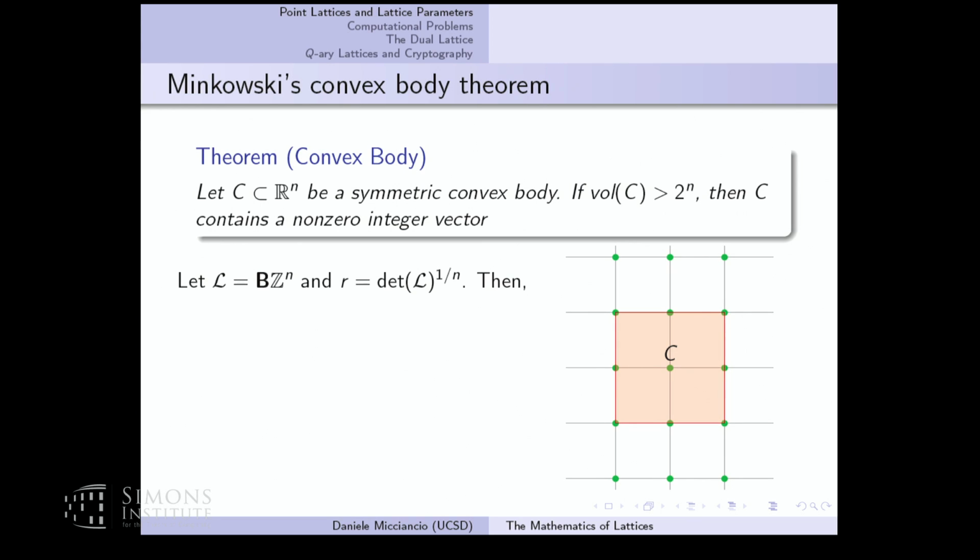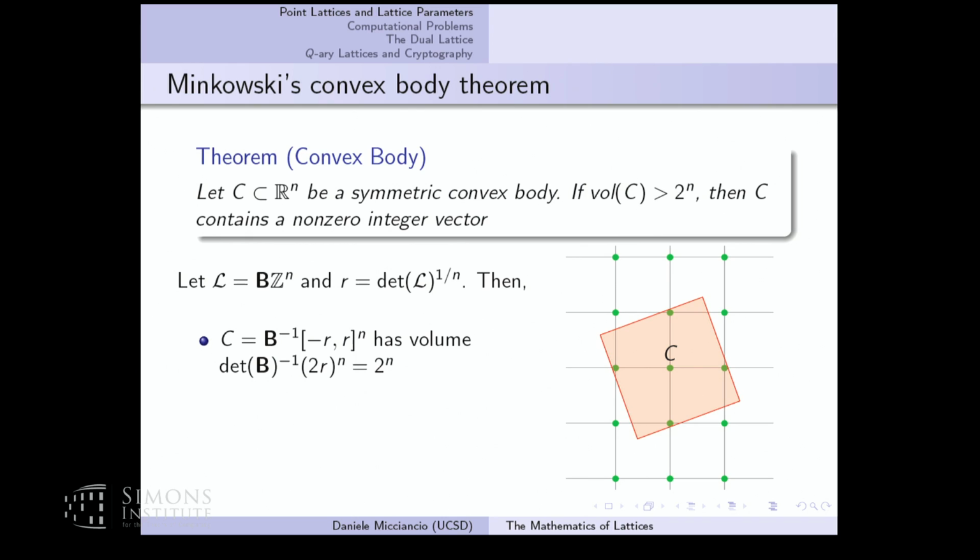So if you start from a lattice, let's say that the lattice is defined by basis B, or linear transformation B, you can compute the determinant of the lattice, and let's take the nth root of the determinant so that it scales linearly with the lattice. Let's call it R, and let's take a cube of side 2R. And then let's apply the inverse linear transformation, B inverse, to this cube.